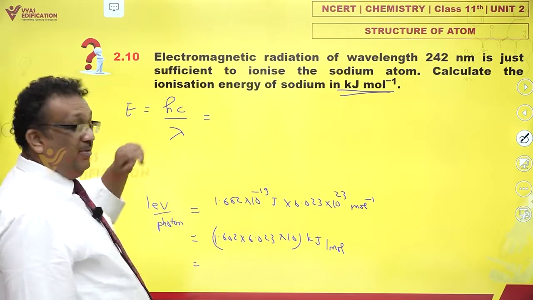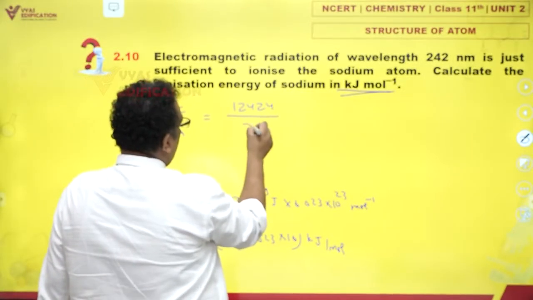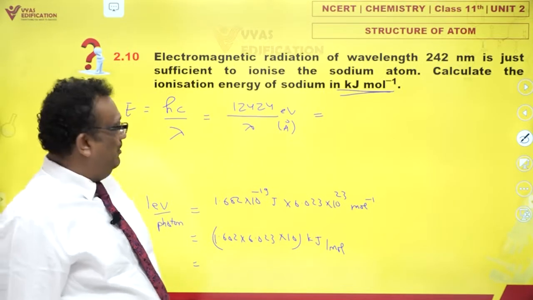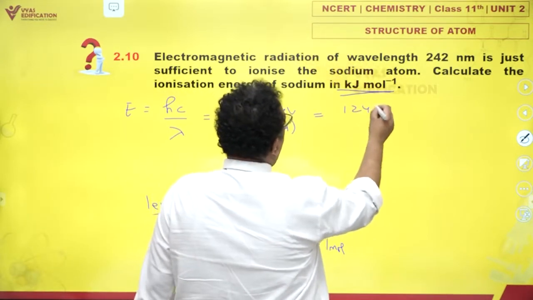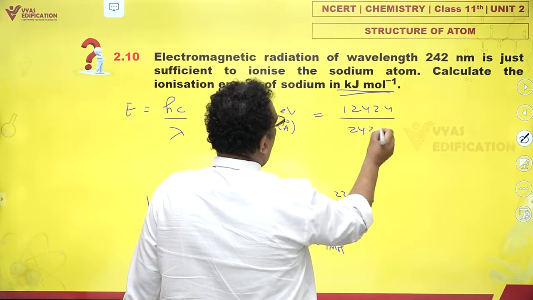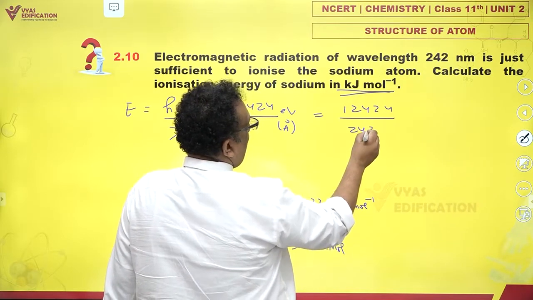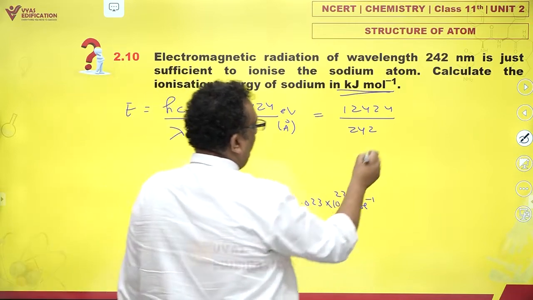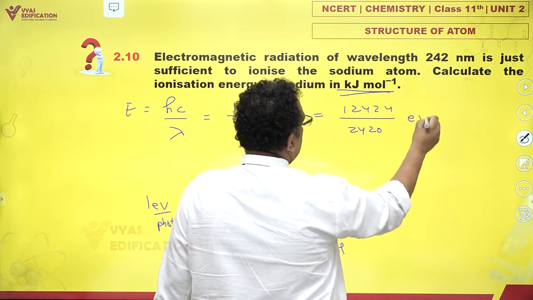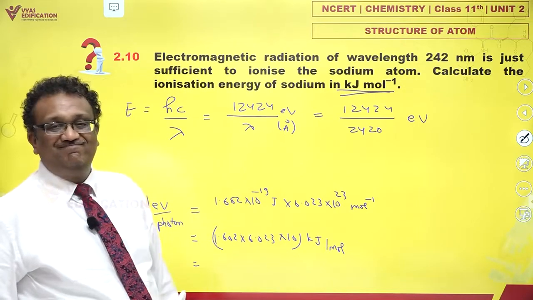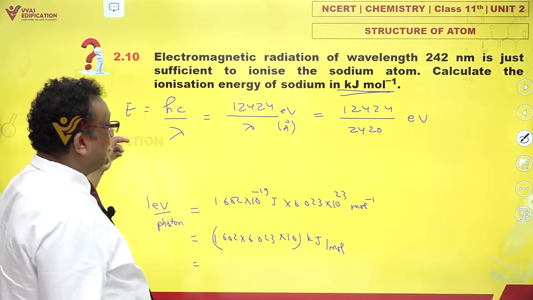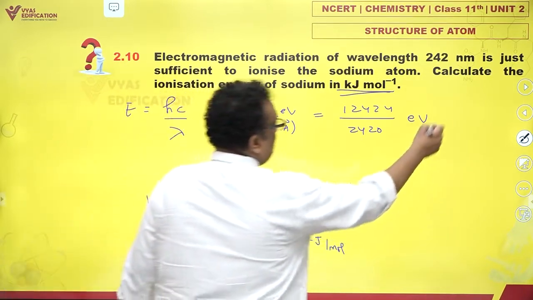Okay, and we remember we had a formula. This is 12424 upon lambda electron volts per angstrom units, right? If you remember that, it is 12424 upon 242 nanometers. That is, if we convert this to angstrom units, this will be 2420 angstrom units. So many electron volts, right? Fine. Let's calculate that. This is the energy of 1 photon. This is per photon.